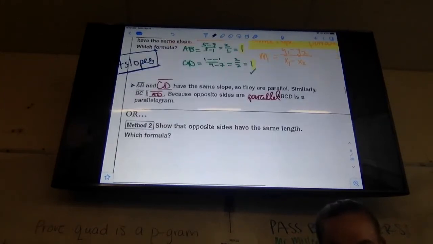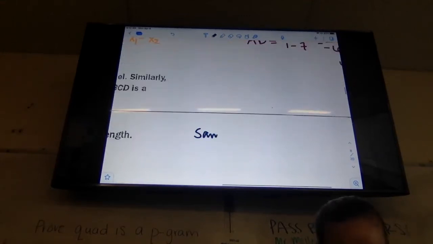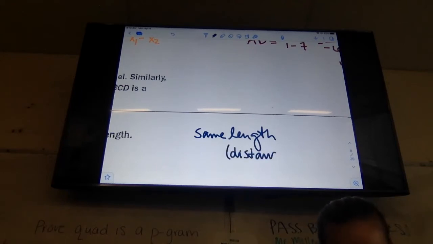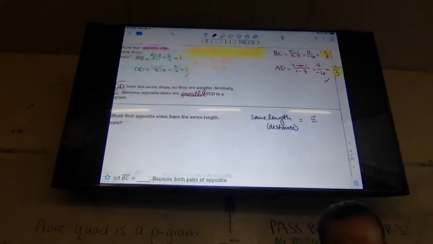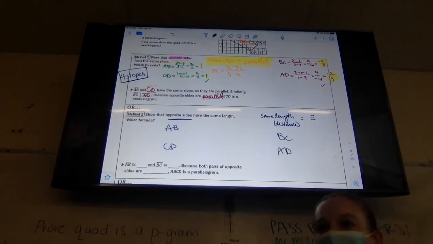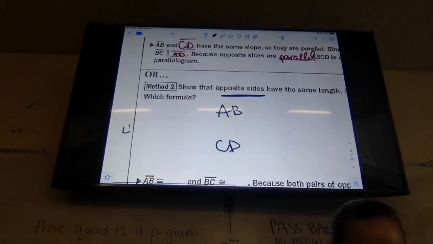The next method says show that opposite sides have the same length. Do you know another word for length? Distance. If they have the same length or the same distance, then that means that they are congruent. So if we can prove that their distance is the same, then we can show that they are congruent. In this case, I have to show that both pairs of opposite sides are congruent. So I have to do a distance formula for AB and for CD to see if those are the same. And then I would have to do a distance formula for BC and AD to show that those are the same. So on that one, I would be doing 4 distances.